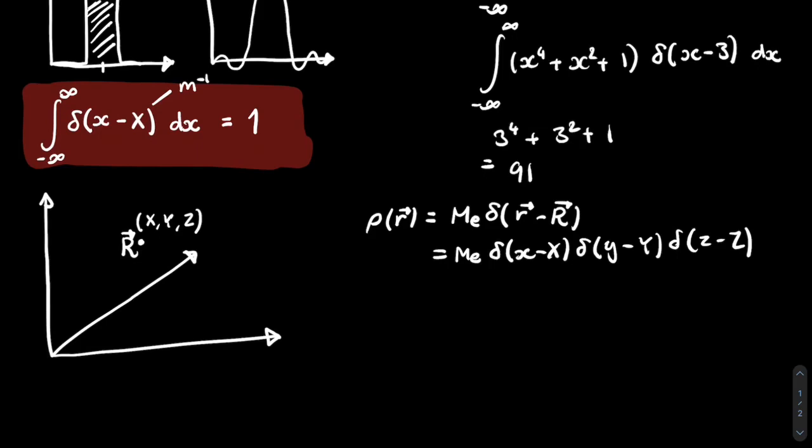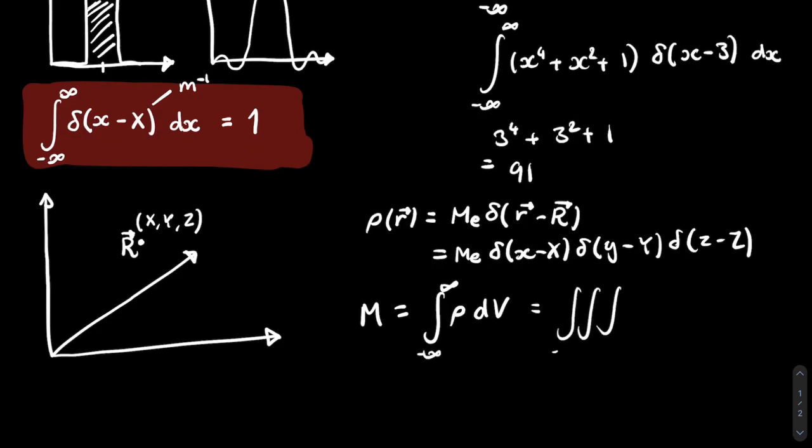And to get the total mass of everything throughout all space, what are you going to do? Well, you're going to integrate the density over the entire volume. And this volume is going to be throughout all space, so it's going to be between -infinity to infinity, but in all 3 dimensions. So you're going to have 3 integrals right here.